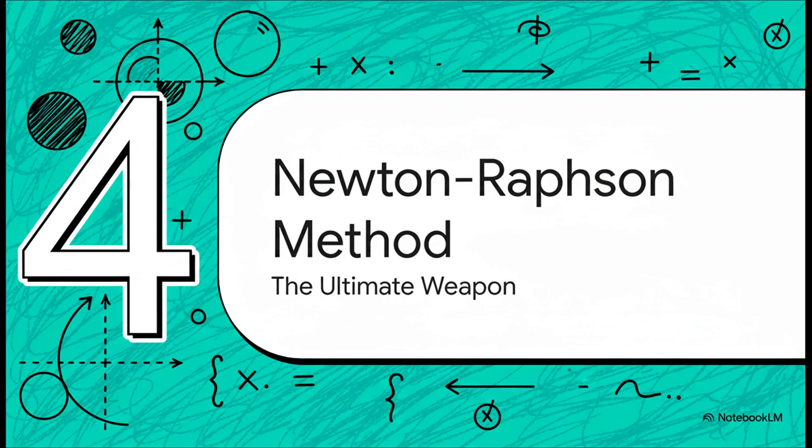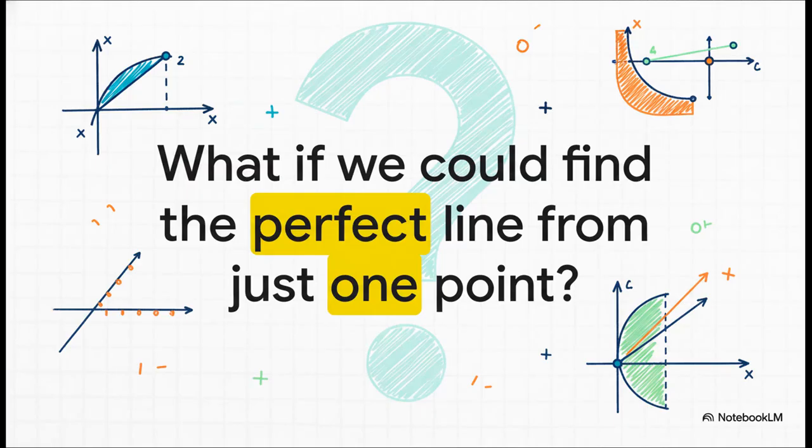But we can do even better. If you're willing to bring out the big guns, and by big guns I mean calculus, you can use what's often the fastest, most powerful method of them all, the Newton-Raphson Method. Okay, so remember, the secant method needed 2 points to draw its aiming line. But what if we could draw an even better line, a more accurate line, using the information from just a single starting point? Is that even possible?